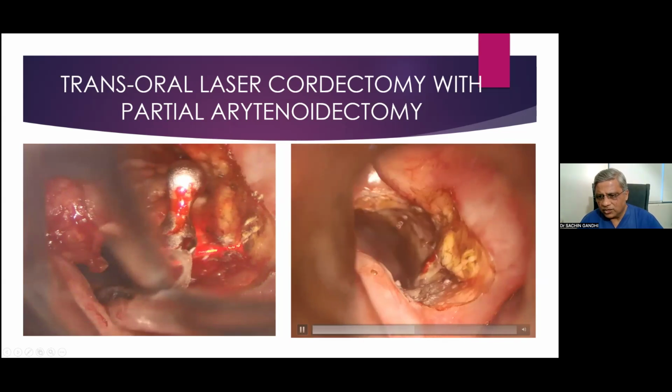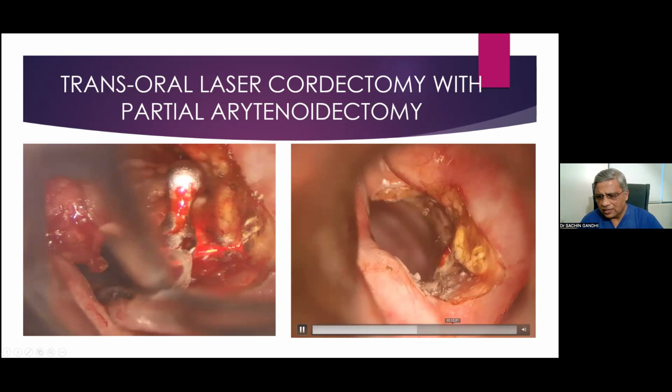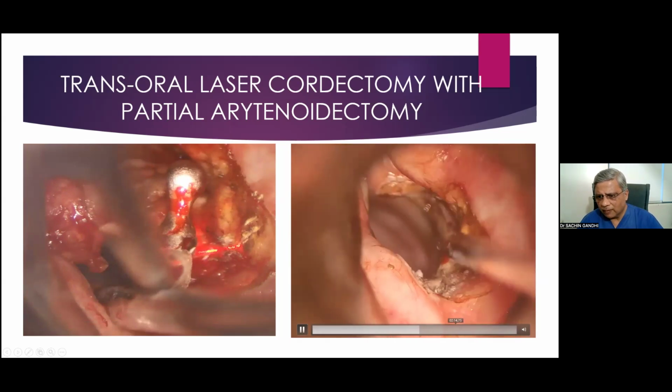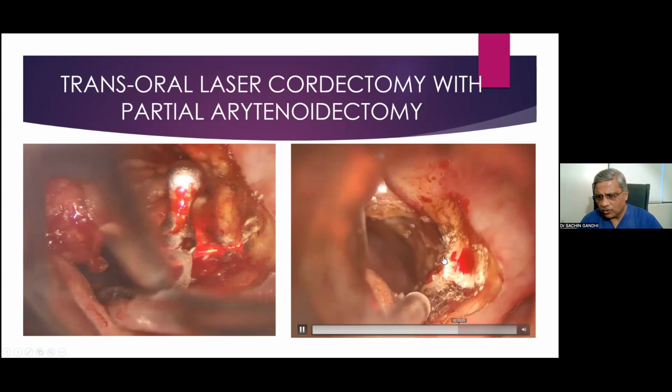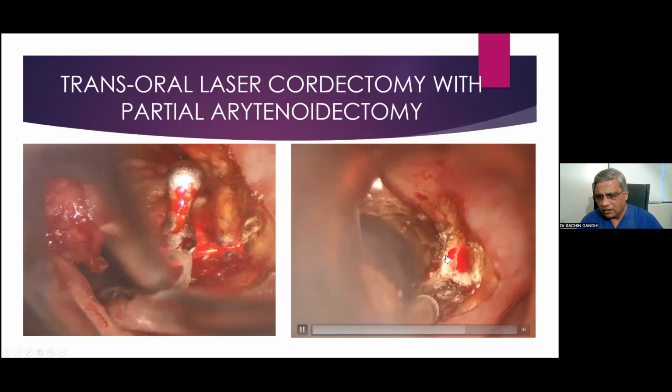Some cartilage you can vaporize with the scanning mode of the CO2 laser and can get the adequate airway. So this is a scanning mode of the CO2 laser just to make it as a good cavity to breathe.